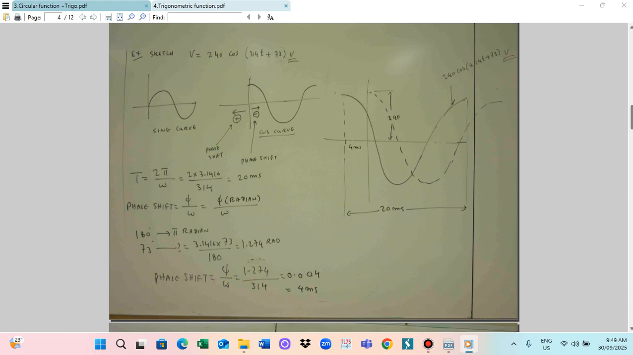Okay, after that you can also calculate the phase shift. The phase shift is equal to φ divided by ω. So this is the phase shift. We substitute φ. The φ angle is 73 degrees.